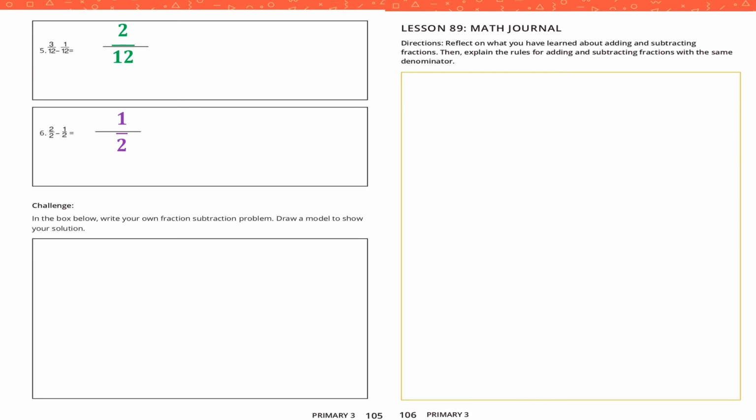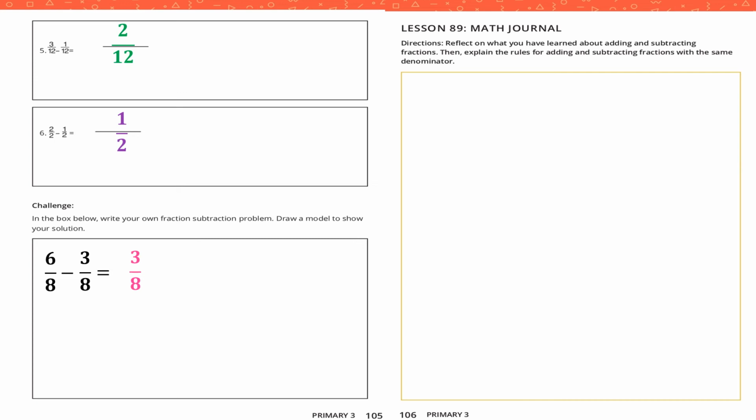Our challenge here, in the box below, write your own fraction subtraction problem. Six over 8 minus 3 over 8. Also, put the denominator as it is, 8, and subtract up the numerators. 6 minus 3 equals 3. So the final result here, 3 over 8.